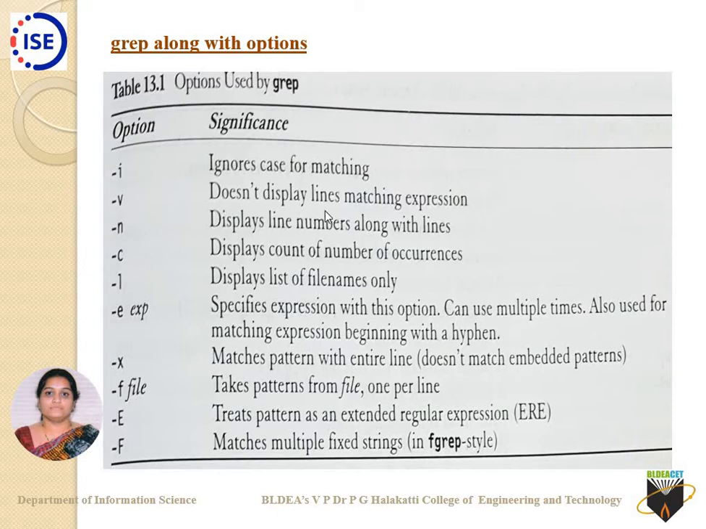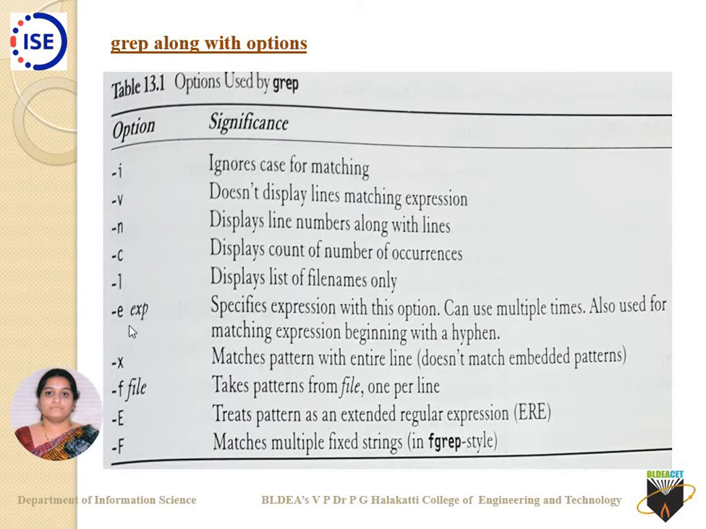-v doesn't display lines matching that particular expression. Whatever you give as the pattern name, it doesn't display the lines matching it; apart from that, it displays everything else. -n displays the lines along with the line numbers. -c displays the count of the number of occurrences. For example, if sales has appeared 3 times, the output will be 3. -l displays a list of file names in which that particular pattern has appeared.